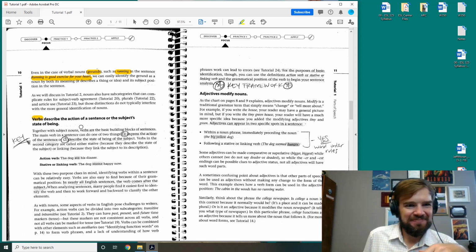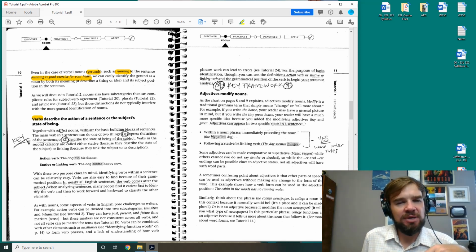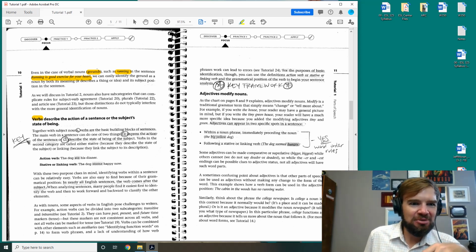All right, verbs. Verbs describe the action of a sentence or the subject's state of being. So these are the two different categories of verbs, the main categories of verbs. So together with subject nouns, verbs are the basic building blocks of sentences. The main verb in a sentence can do one of two things. One, it can express the action of the sentence, or it can describe the state of being of the subject.